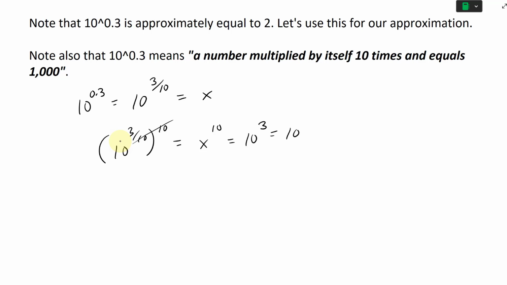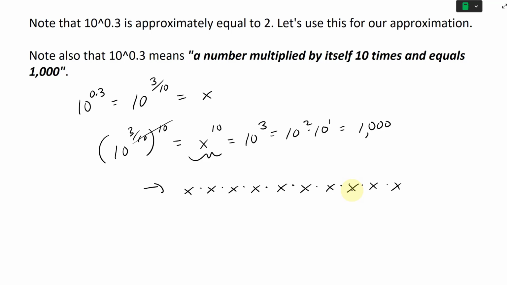It's going to be 1,000, or 10 to the 2 times 10 using our power rules. This equals 10 to the 3, add those up, so this equals just 100 times 10, that's just 1,000. So in other words, we're going to have a number multiplied by itself 10 times. This just means x times x times x times x times x times x times x times x, 1, 2, 3, 4, 5, 6, 7, 8, times x, that's x to the 10 equals 1,000.